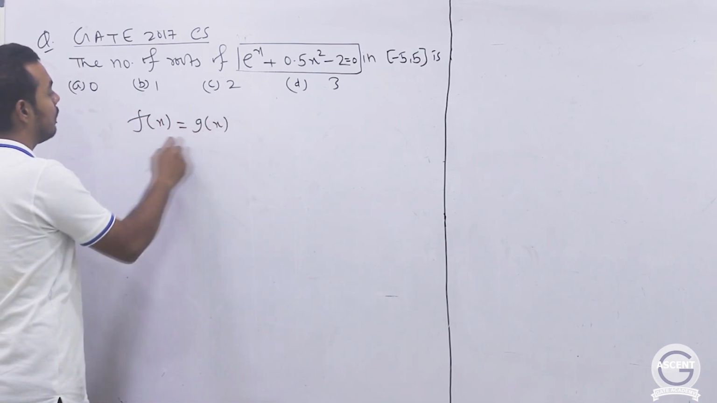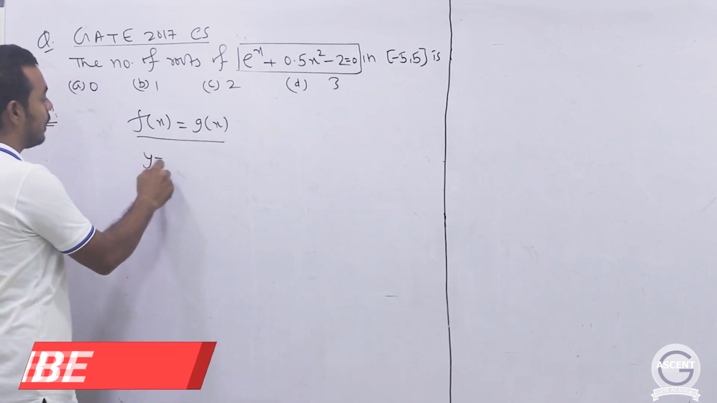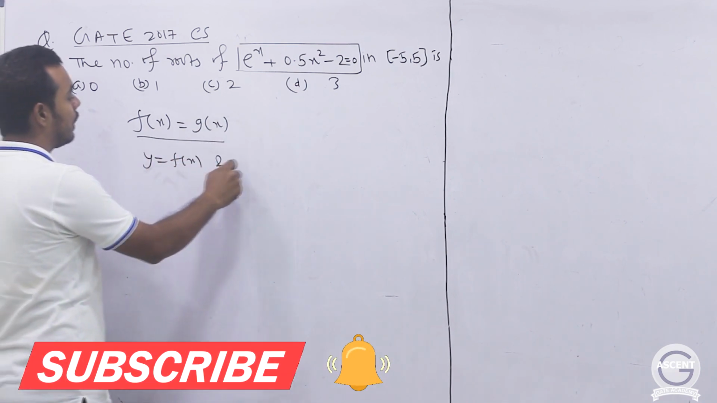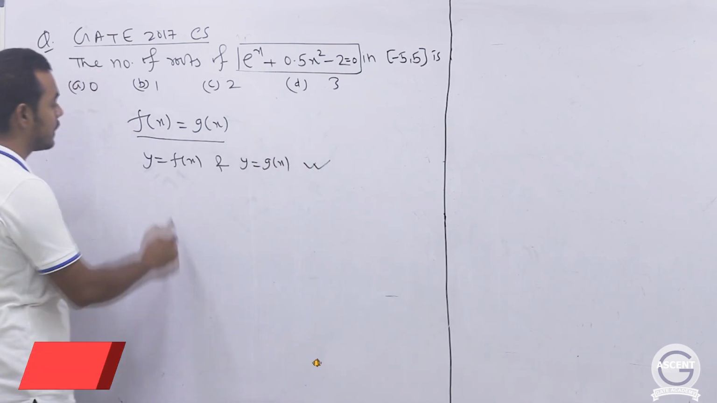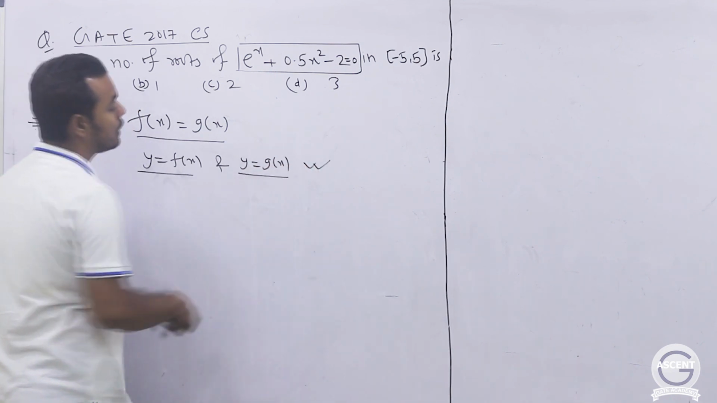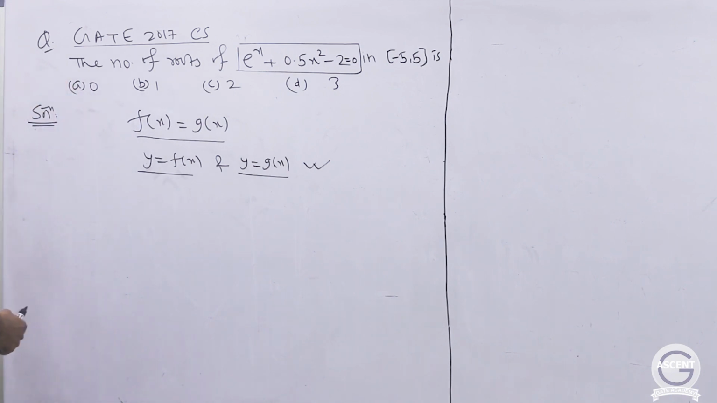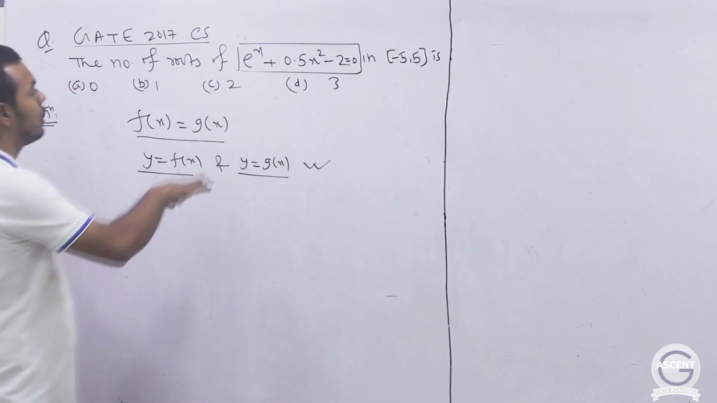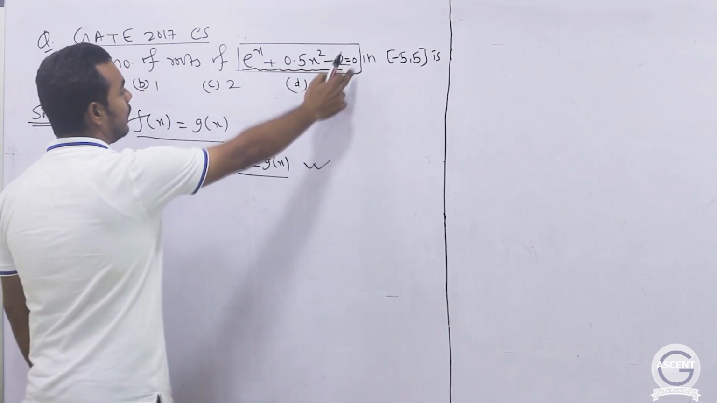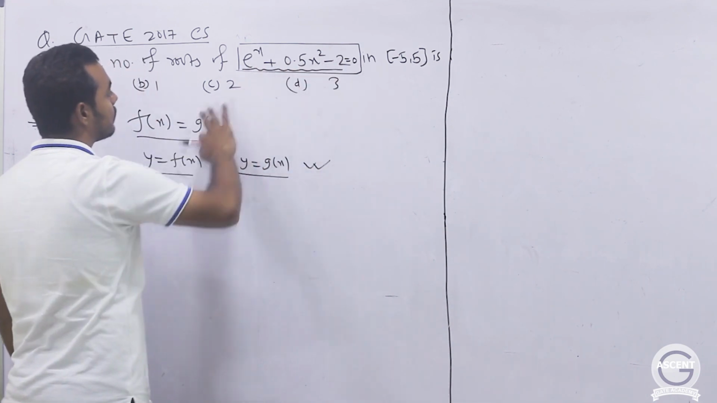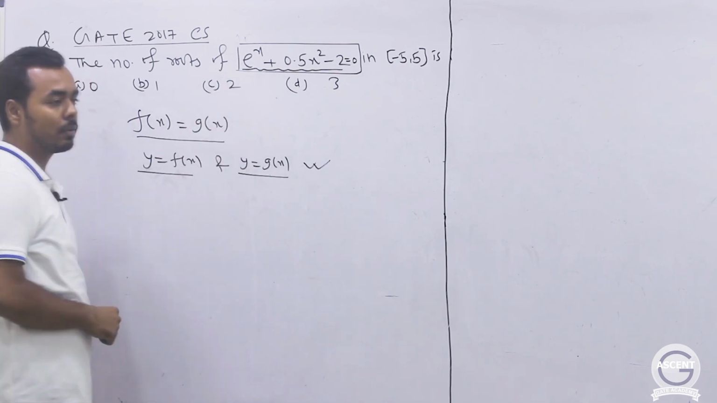Okay, draw the graph of these two functions, y equals f of x and y equals g of x, and then see how many points of intersection there are between these two curves. This will give us the number of points of intersection. Now here you can see that it is not easy to draw the graph of this function, right? The right hand side is 0, but on the left hand side you have this function, and it is not easy to draw its graph.